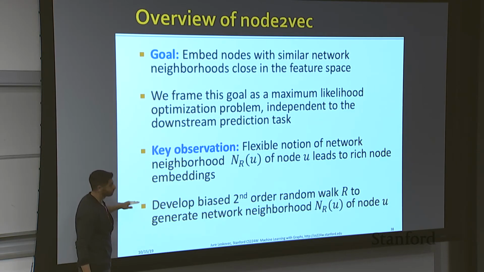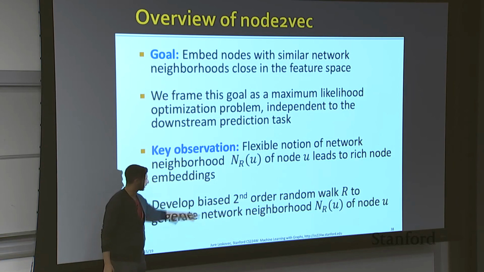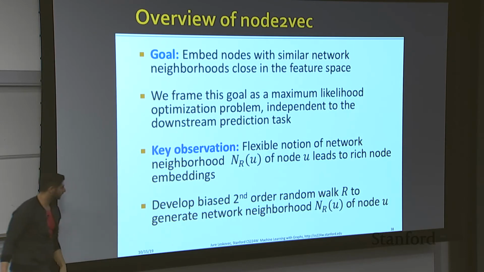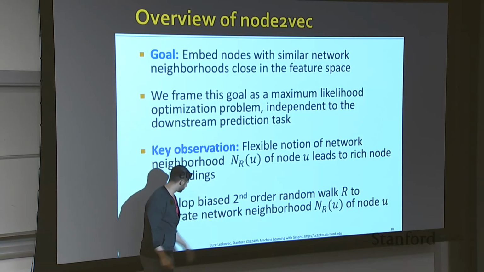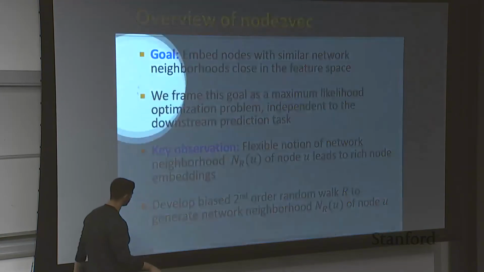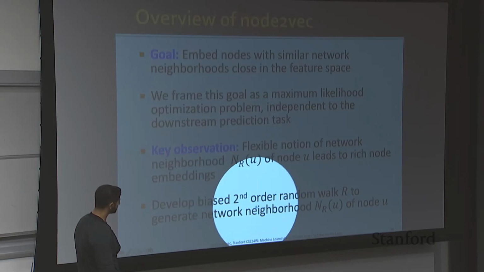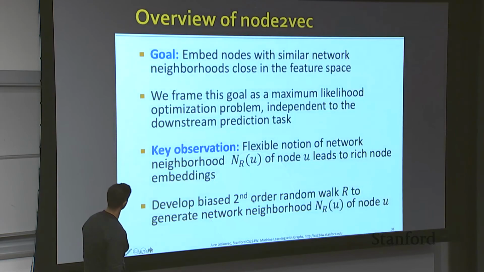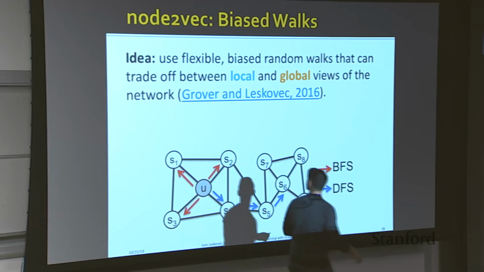What we're going to use to solve this problem is, rather than standard random walks, biased second-order random walks to generate our network neighborhood. So now we're going to spend all our time on these two aspects of this sentence. What does it mean to have a biased random walk, and what does it mean that it's a second-order random walk? No worries, I'm going to go into detail and make sure that you understand that.